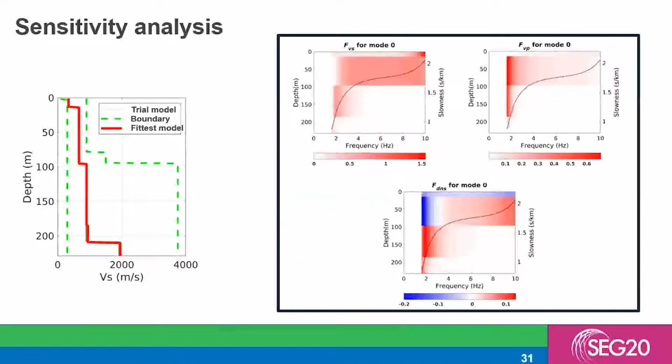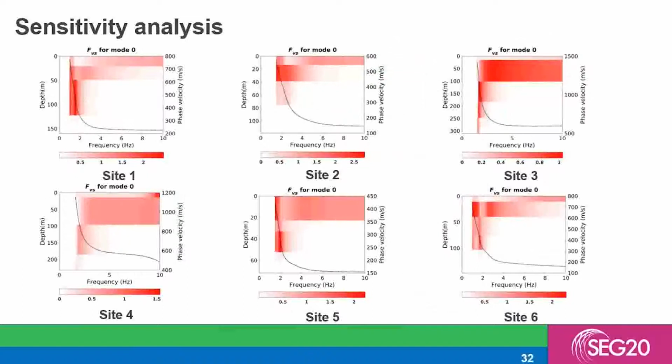For this slide, we did the sensitivity test for different parameters, such as Vs, Vp, and density. And we can see the impact of Vs on the dispersion curve is much stronger than the other two parameters. And in the later part, we will only discuss the impact of Vs for different inversion results. Here is the sensitivity test of the 6 sites. From the sensitivity test, we can show that most of the time, the shallower structures influence the high frequency part of the dispersion curve dramatically, and the deeper structures impact the lower frequency part of the dispersion curve dramatically.